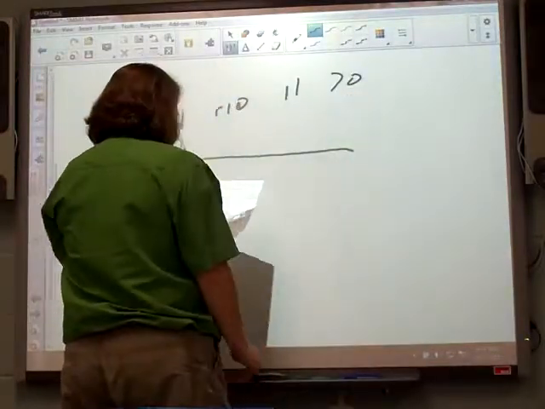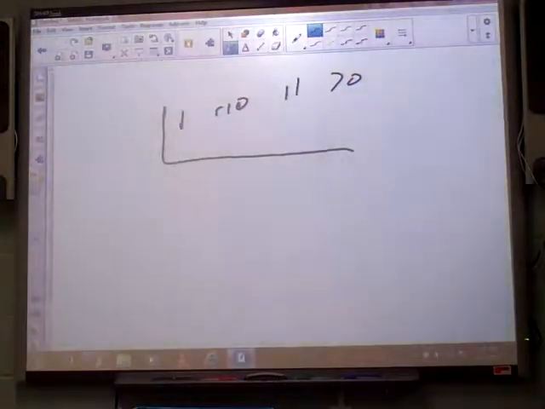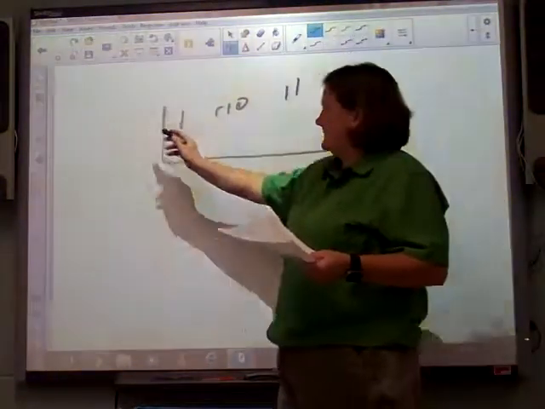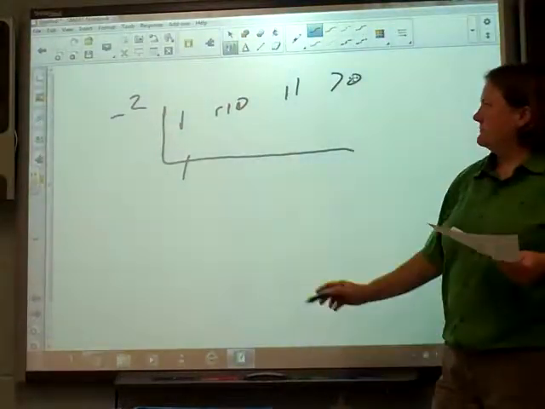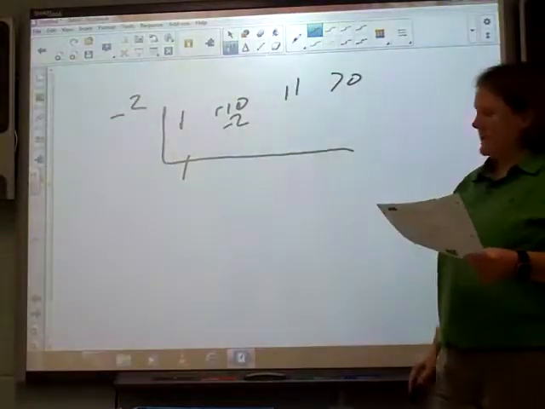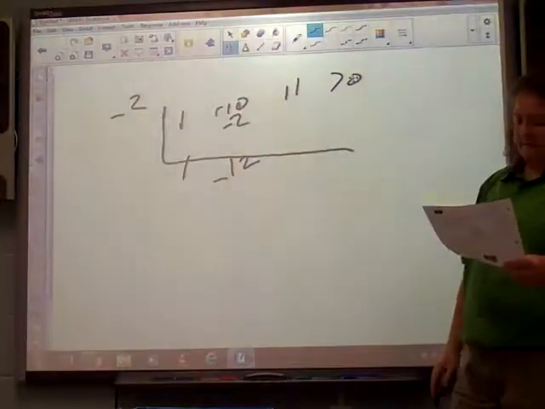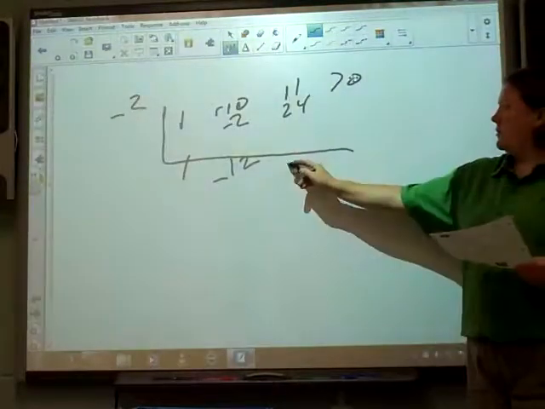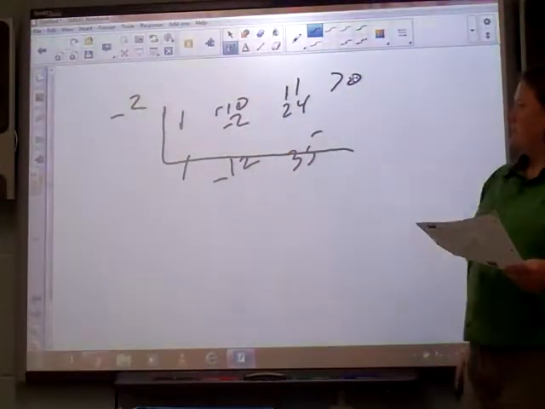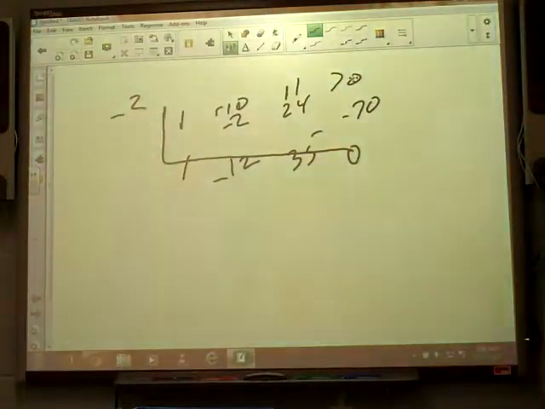Okay, it says show that x plus 2 is a factor. So if it's x plus 2, and I set that equal to 0, that means it's a negative 2. Good, that goes outside. Drop my 1. 1 times negative 2 is negative 2. Negative 10 and negative 2 is negative 12. Negative 12 times negative 2 is 24. 11 and 24 is 35. 35 times negative 2 is negative 70. I add and get 0. So that shows that it is a factor because I got a 0.